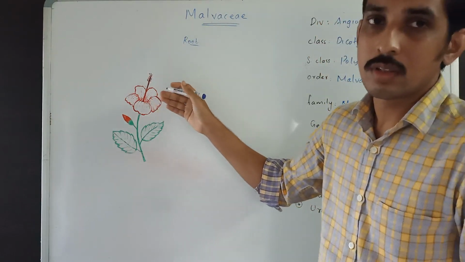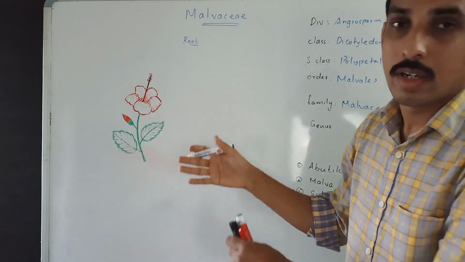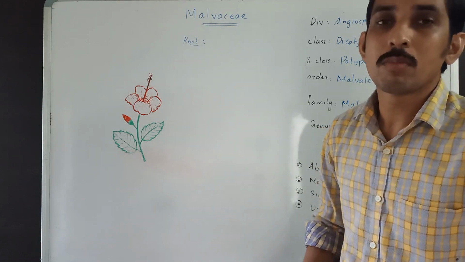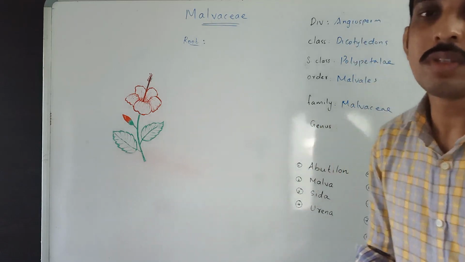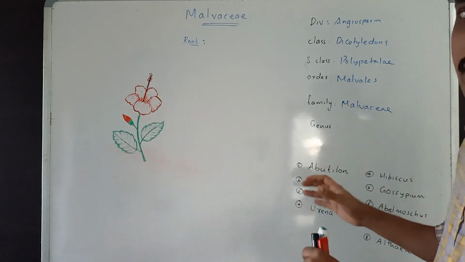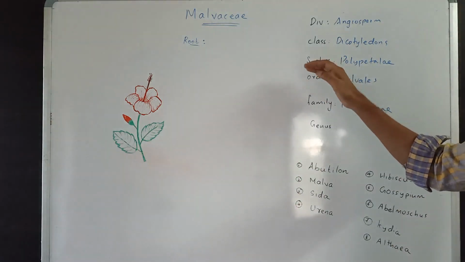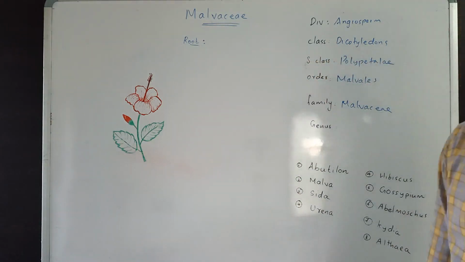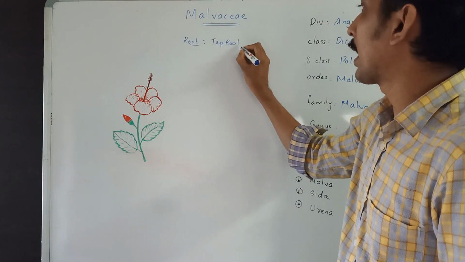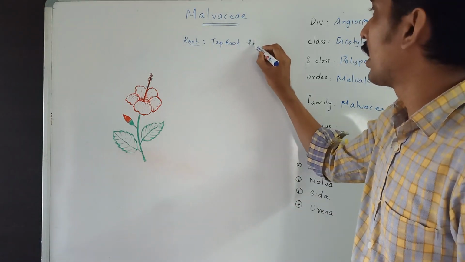Here you can see the picture of one plant, that is Hibiscus rosa-sinensis, that is China rose. First of all, let us study the root system of this Malvaceae family. The root system includes the roots of all the plants that I mentioned here. The plants which come under the Malvaceae are dicotyledonous plants. That is why only a well developed taproot system is present. So the root system is taproot, and it is highly branched.